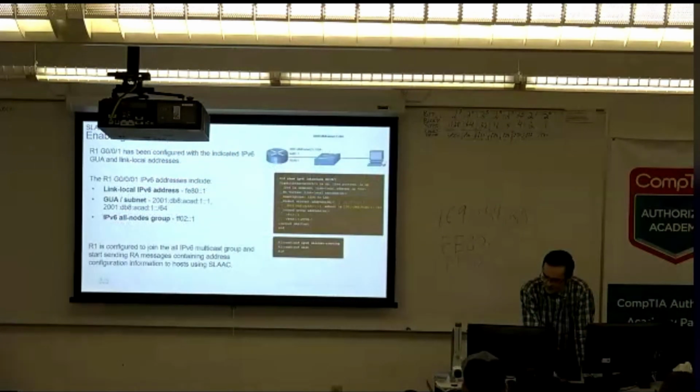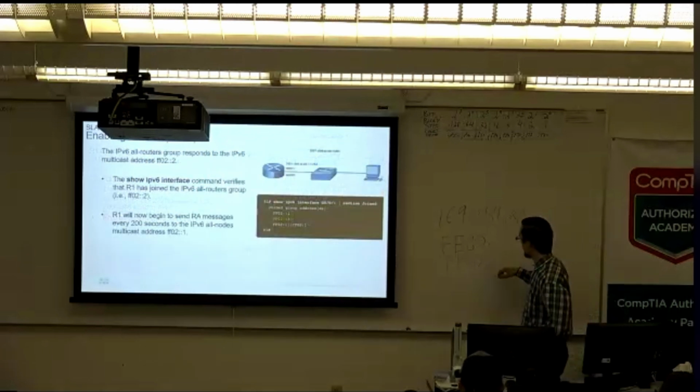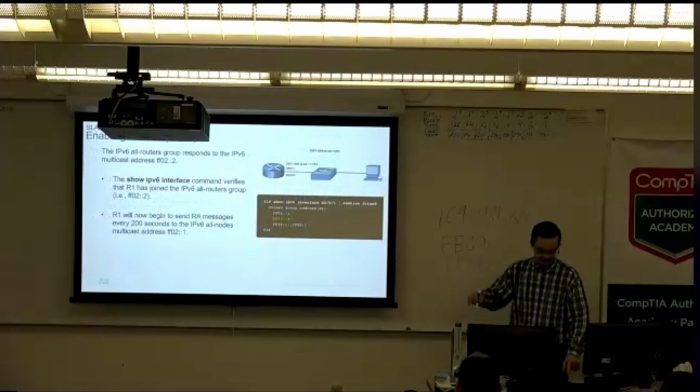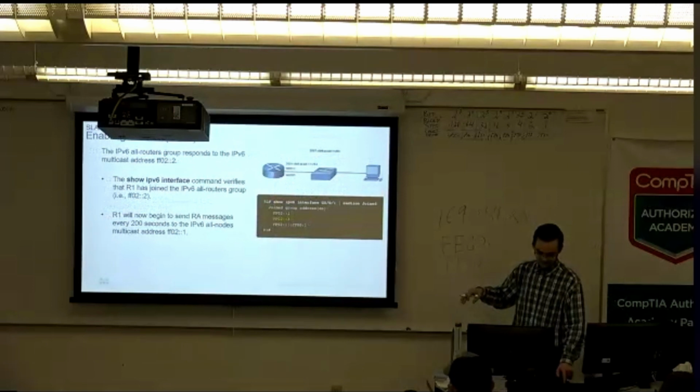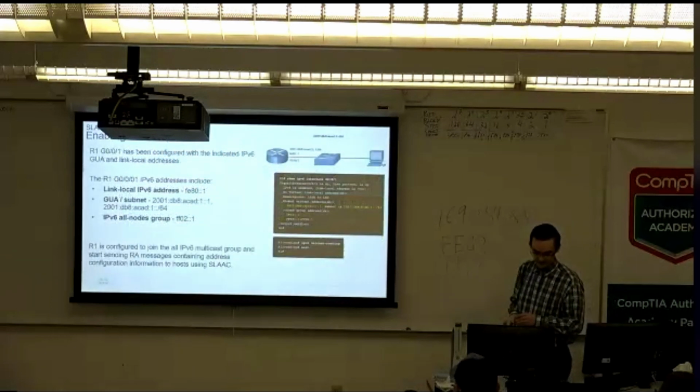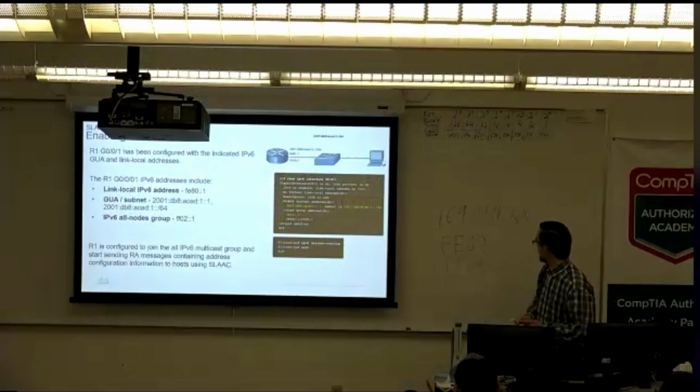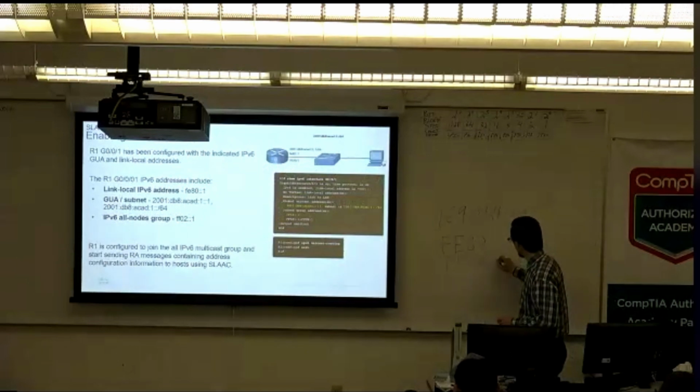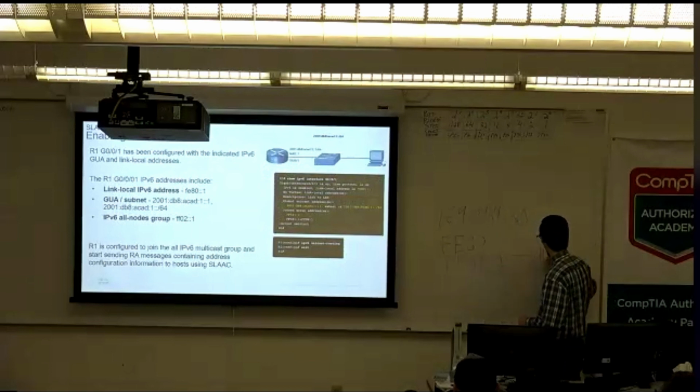All routers group versus all nodes group. FF02... or wait, what did I do? FF02::1, and then I forgot the colon, yeah. That's what I did. Don't need it there. ::1, this is all nodes.